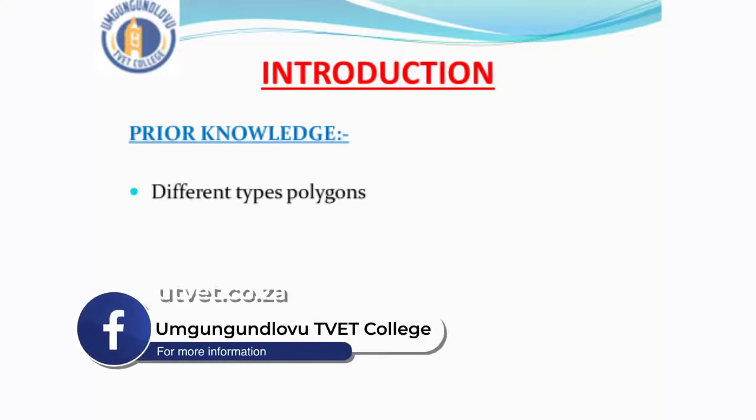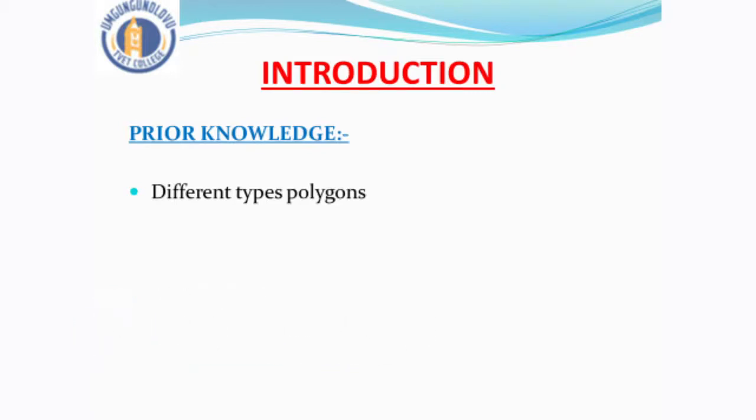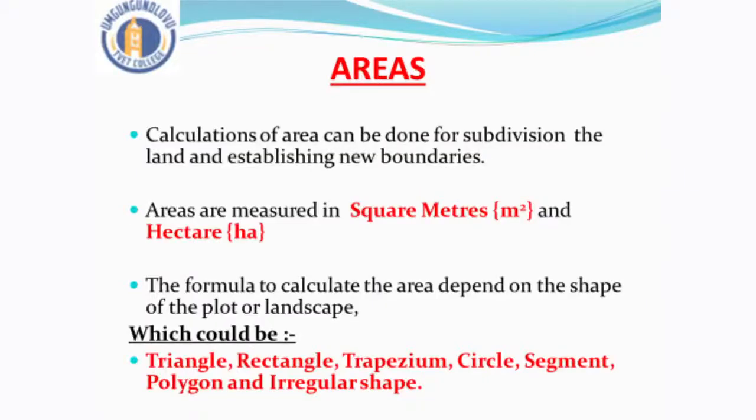Okay, for prior knowledge, at N3 level you learned about different types of polygons, which may include a square, a rectangle, a parallelogram, and trapezium, and also the polygons with more than 4 sides, which can include pentagon, hexagon, and octagon, etc. So today we'll be calculating the area of the triangle as well as the trapezium polygon. Okay, let us go to areas.